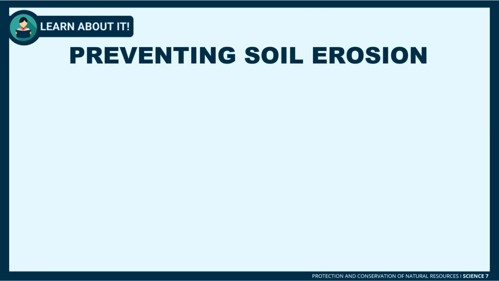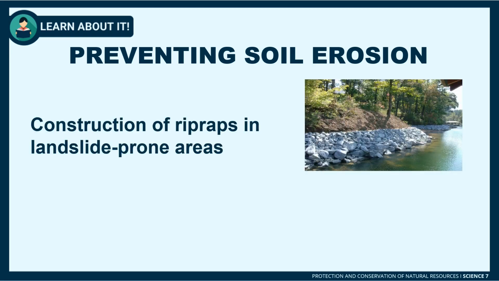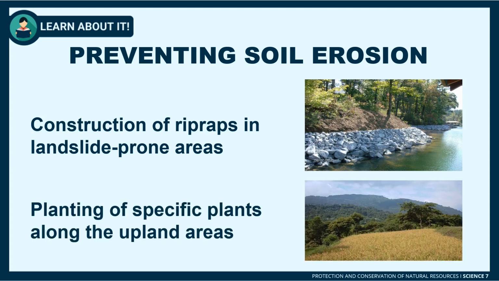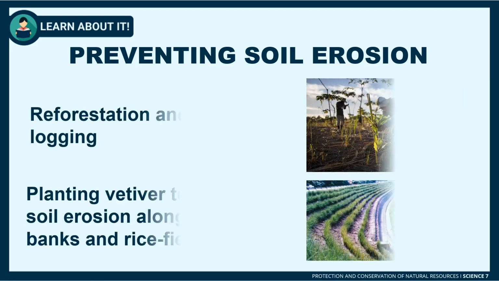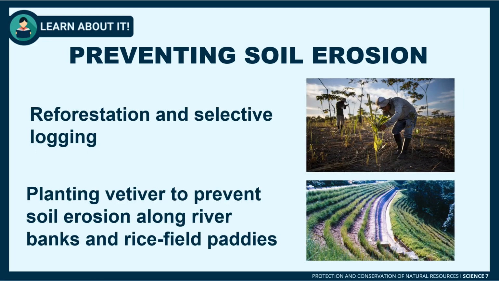Soil erosion is a common threat in sustaining our natural resources. To prevent it, we can construct riprap in landslide-prone areas to preserve the land. Also, we can plant specific plants along upland areas such as vetiver, since it helps to stabilize the soil and protects it against erosion, and it can also protect fields against pests and weeds.